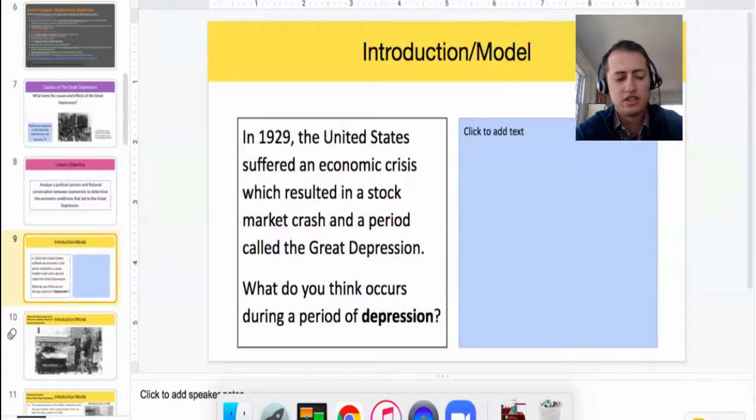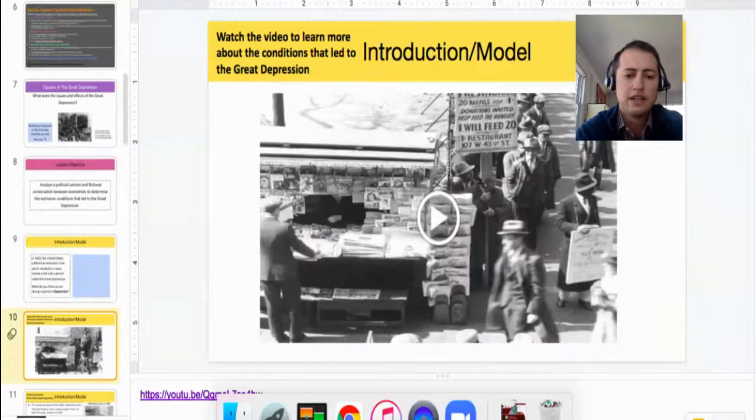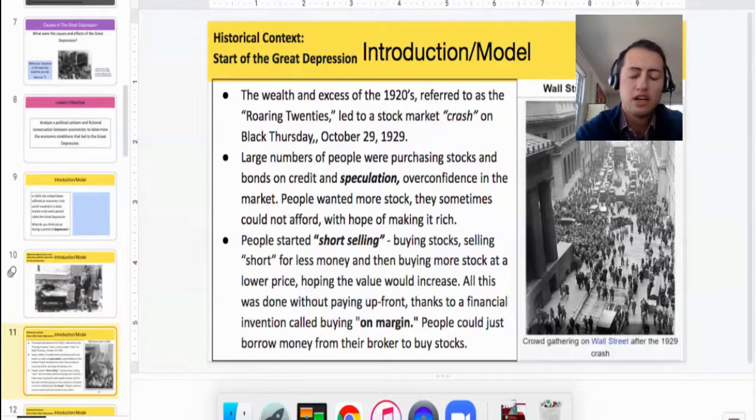This slide is just a little bit of an intro, sort of a hook for students if you're teaching them synchronously, and they can discuss this or write their answers in. There is a very short, about 2.5-minute video provided just to give students an understanding of what was going on right at the beginning or right before the Great Depression started. And then there's 2 slides with a lot of context, a lot of history.